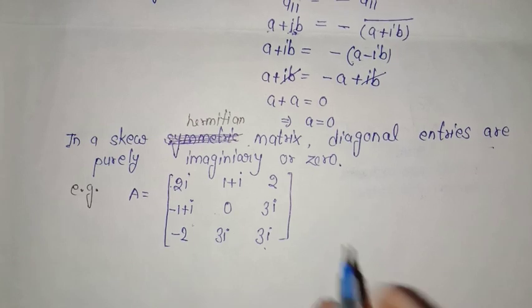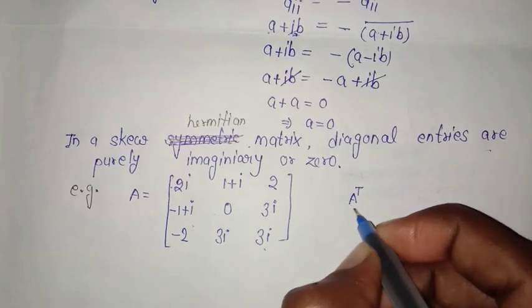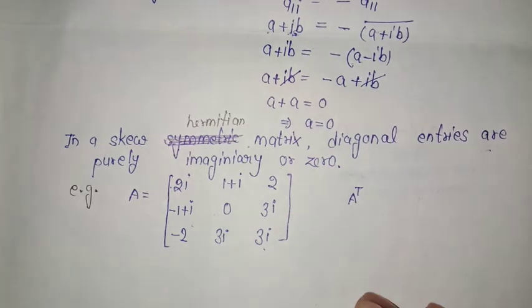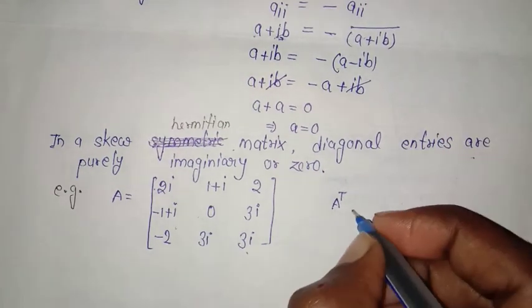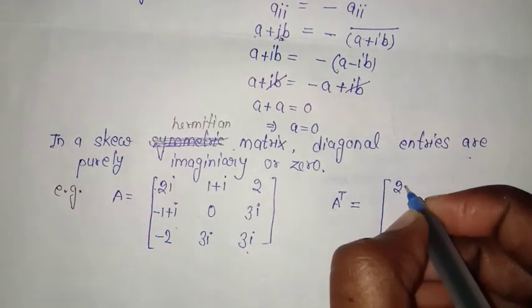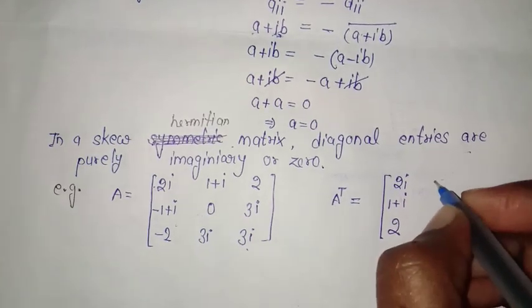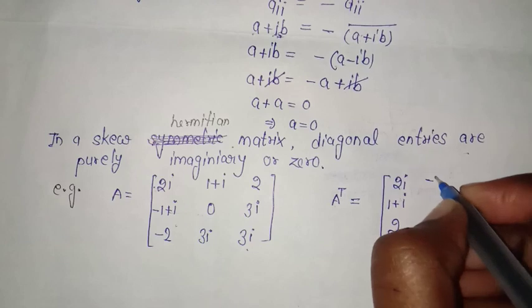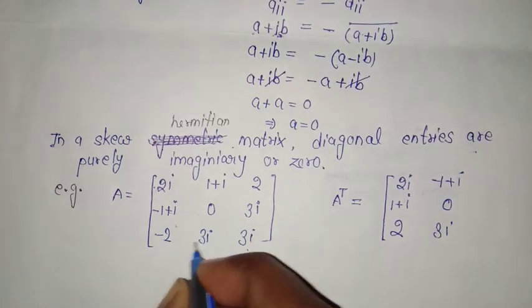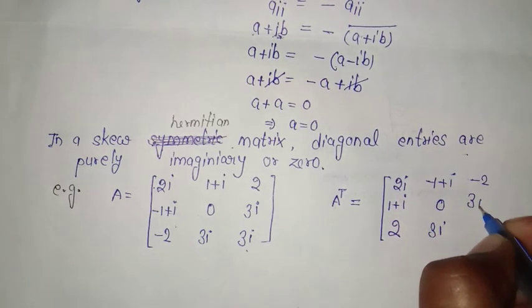Now firstly we find the A transpose. The order may be anything. Either you can take the transpose first or you can take the conjugate first. The answer will be the same in each case. So if we take A transpose, the rows become columns. So the first row becomes the first column, 2i, 1 plus i, and 2. And the second row becomes the second column, minus 1 plus i, 0, 3i. And the third row becomes the third column. So this becomes minus 2, 3i, 3i.